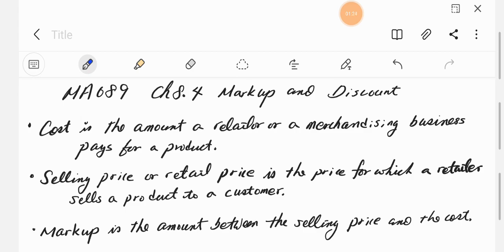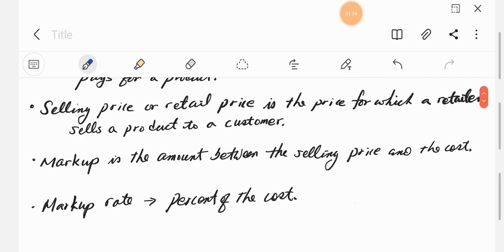So the selling price is the price for which a retailer sells that product to a customer. And the markup is the amount that you put, it's the margin. Markup is the margin or profit, right? And the markup rate is the percent that you apply to the cost. So 20% of the cost or 30%, 50% of the cost, that's the markup rate.